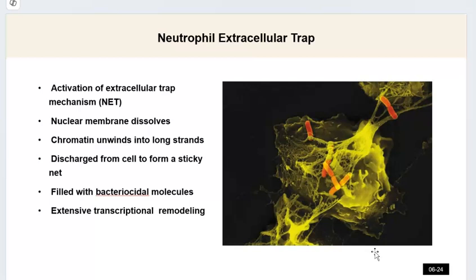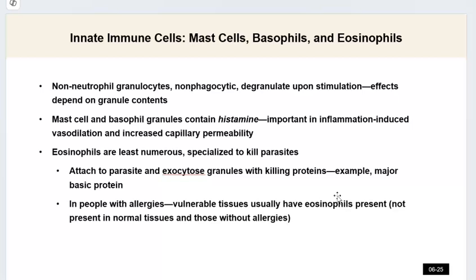Which is really cool because it's filled then with these bactericidal molecules that are actually going to be toxic to the bacteria and shrivel them up and cause them to die.